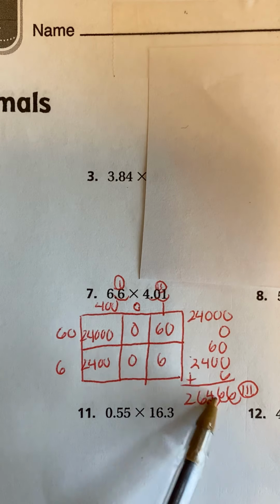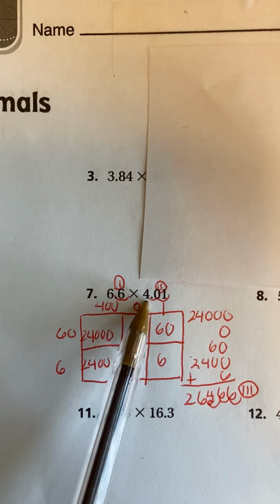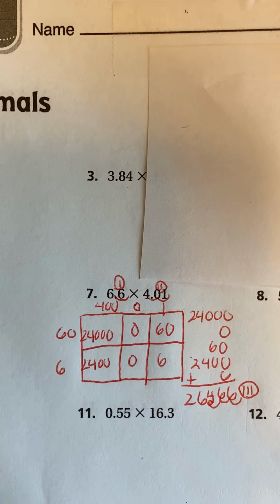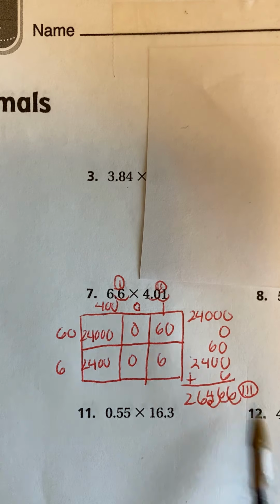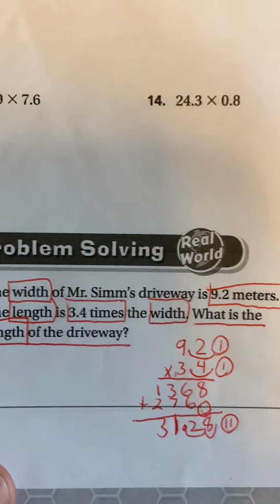Once I find my sum, I go back and count my decimals. 1 number behind the decimal, 2 numbers behind the decimal. So my product should have 3 numbers after the decimal. All right. And now let's look at a problem-solving question.